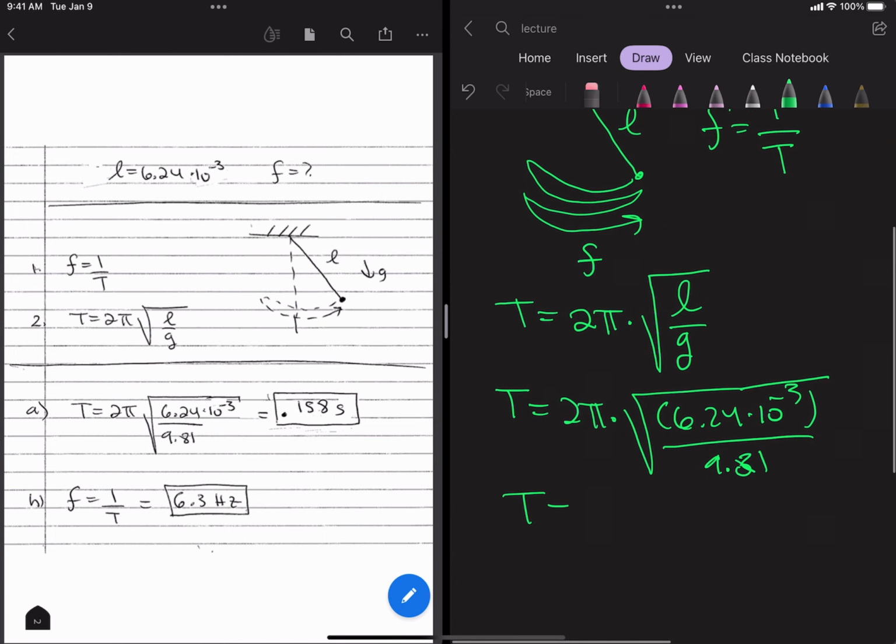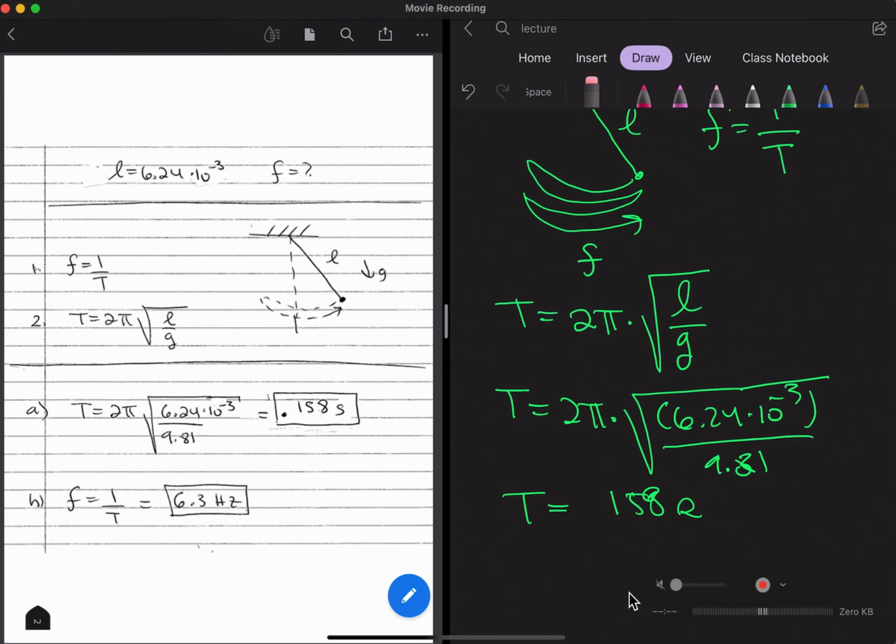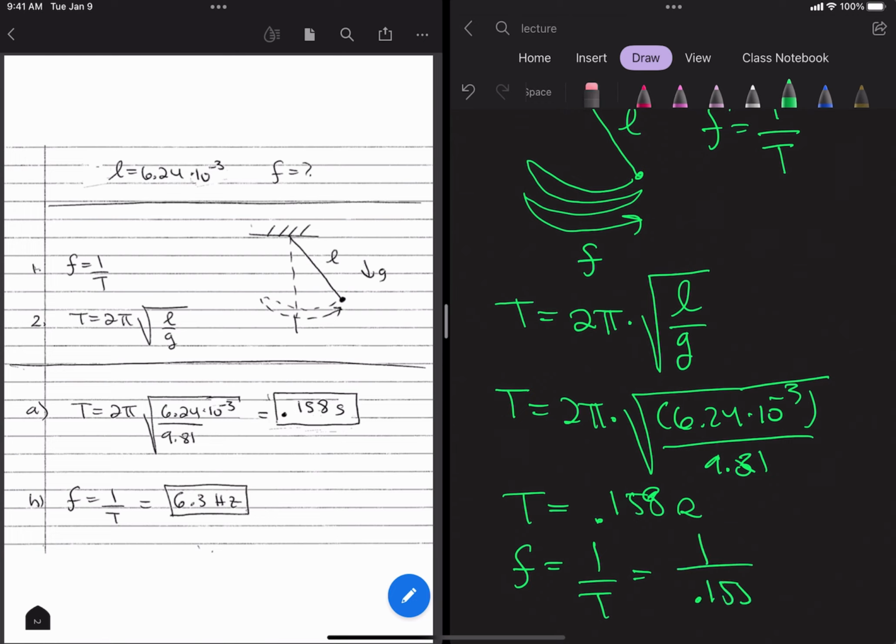And so that's going to give you a period of 0.158 seconds. So it cycles once in 0.158 seconds. So now we want to get the frequency. The frequency is going to be 1 over the period, which is going to be 1 over 0.158. And that will give you 6.3 hertz.